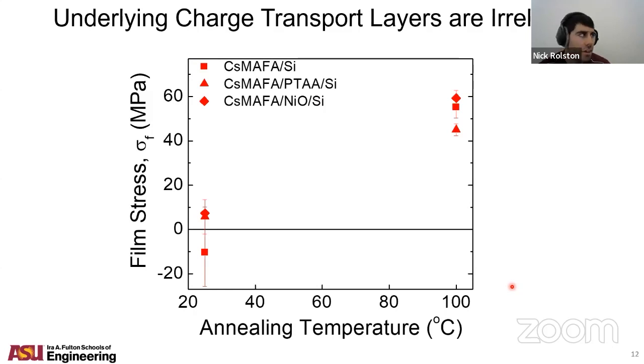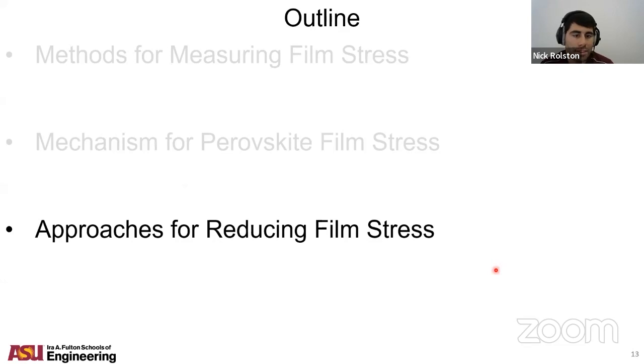And this is important to note because there's been some misunderstanding in the literature, talking about controlling stresses based on modifying the charge transport layers. And at least from a thermal expansion perspective, that is simply not the case. It could be related to other mechanisms, but very unlikely to be from thermal expansion. So now we can talk about some ways that we can actually reduce the film stress.